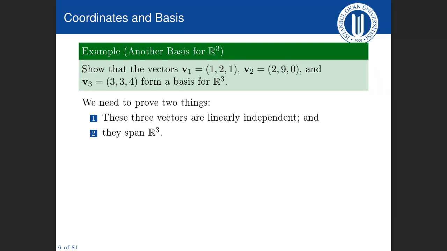Now let's look at another basis for R3. Show that the vectors (1, 2, 1), (2, 9, 0), and (3, 3, 4) form a basis for R3. To answer this question, we need to prove two things. We need to prove that these three vectors are linearly independent, and we need to prove that they span R3.